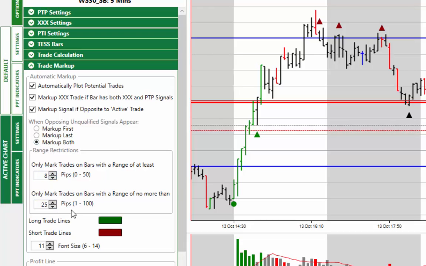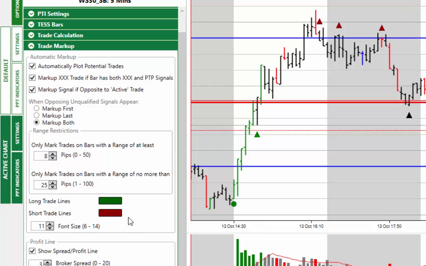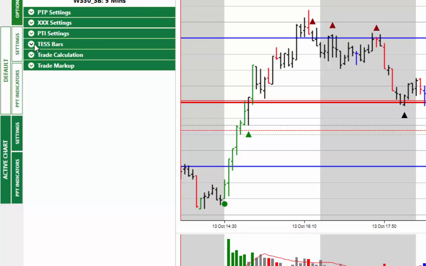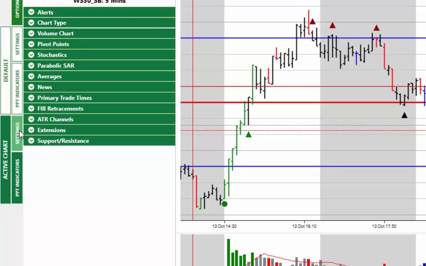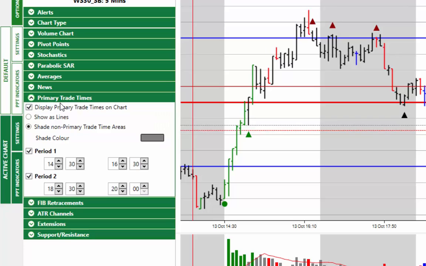8 and 25 is the global setting, which we've just seen in the PTIs, XXXs and PTPs. 11 for the trade lines and show specific profit line spread, which you get with ETX in the pre-market session is 3 points, but you can change this down to 1 point if you want, but I just leave that as is because it shows up on the chart anyway with the red line there, the ask price. And then finally in the trade times at the moment, 14:30 to 16:30, 18:30 to 2000 hours.